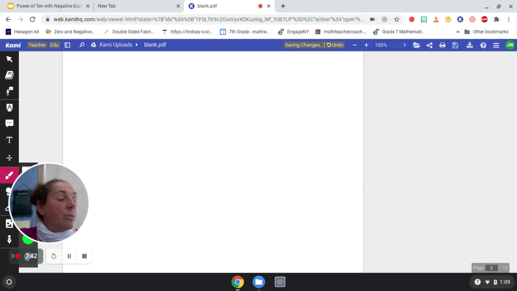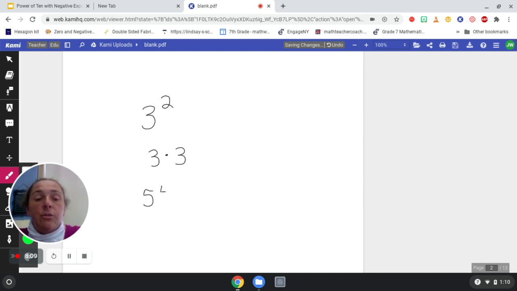Now, what if my direction says write each power in expanded form? Expanded form means you're going to draw it out. Okay, so if I have 3 squared, remember your base is the number that's going to be multiplied, and 2 is telling me how many times I'm going to multiply it. So here, expanded form would look like 3 times 3. Okay, what if I have 5 to the 4th? That means 5 times 5, and I'm going to do that until I have 4 5s written down. Okay, so that's writing an exponent in expanded form.